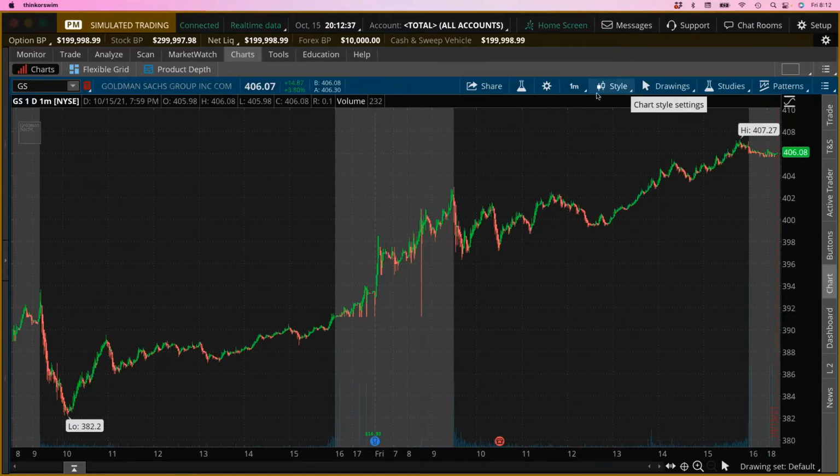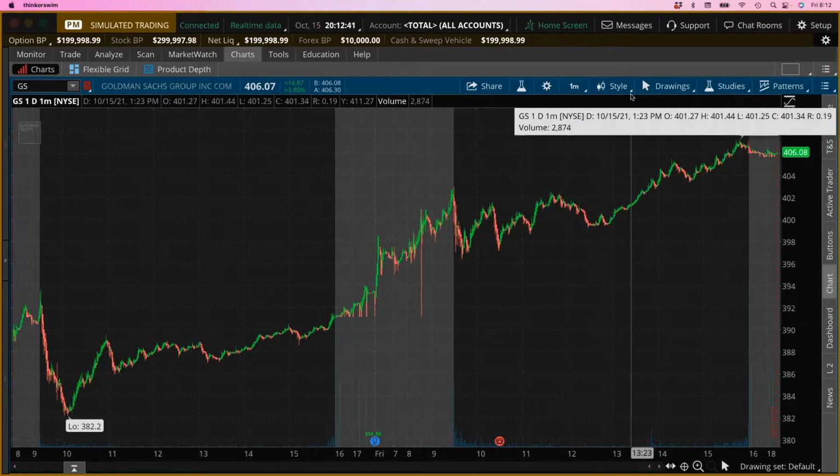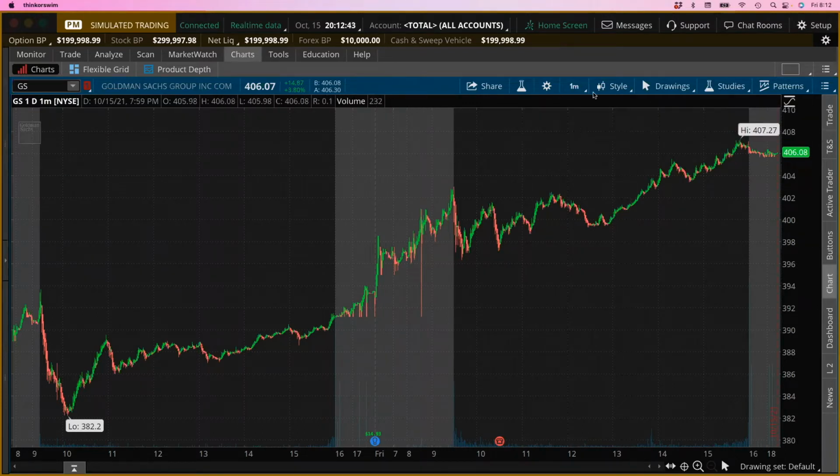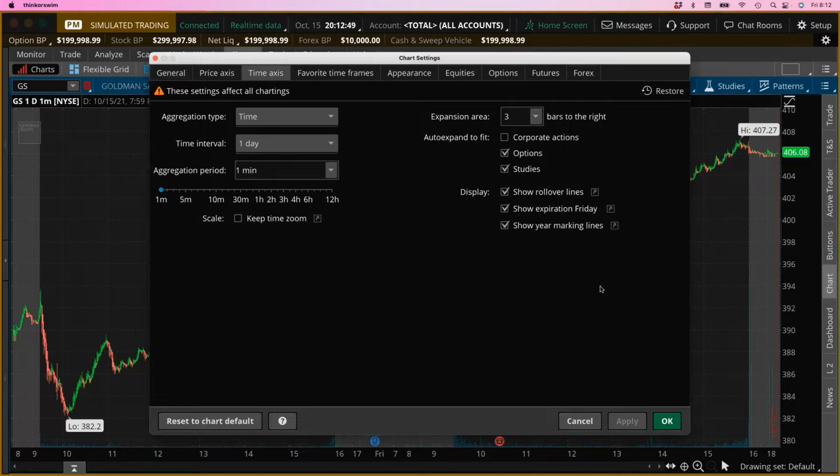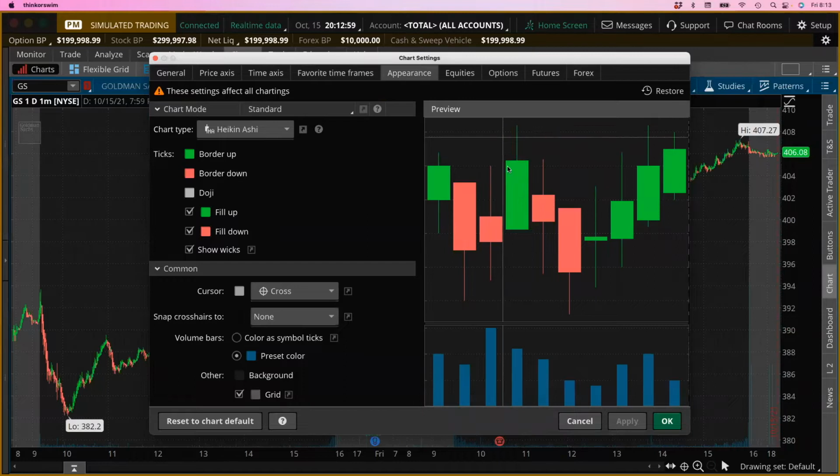First thing you want to do, make sure when you're setting up your chart, you set up your time axis on Thinkorswim at least, that the expansion area of 3. Make sure that everything is filled in. Make sure, like right here, you don't want to have those empty candles.